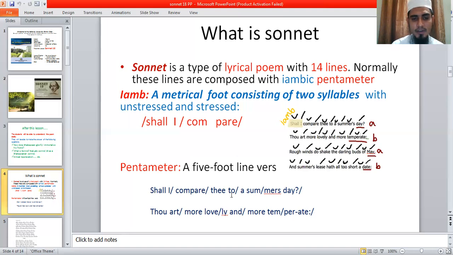So as there are 5 foot, that is why it is called pentameter. This line is called pentameter. Why? Because there are 5 foot here. That is why it is called pentameter.